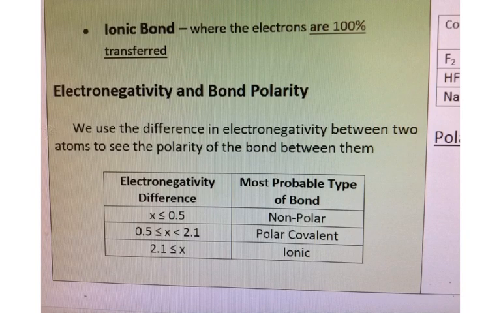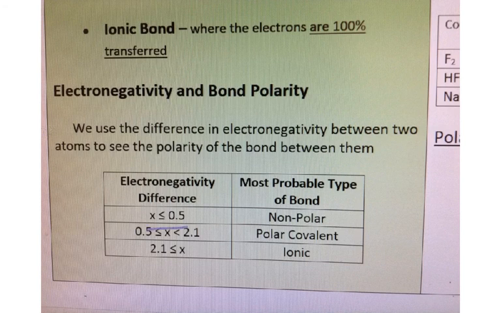Now, how do you determine whether it's going to be ionic or polar or nonpolar? And that is all based off of the electronegativity difference. So the difference in value, or the subtraction of the two different atoms' electronegativity values.